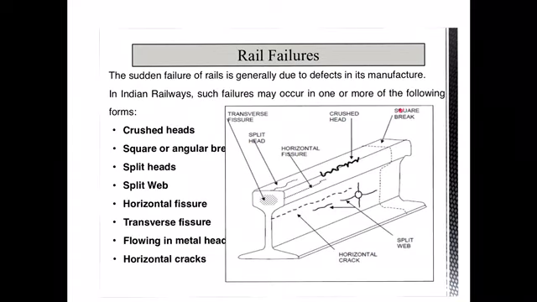And the next one is the square break. A square break starts from the head and goes through the entire rail section. Crush head: wherever the head gets crushed, the portion of the head gets depressed. And the last one, the split head. I think we have covered almost all the types of failures in this one single picture.